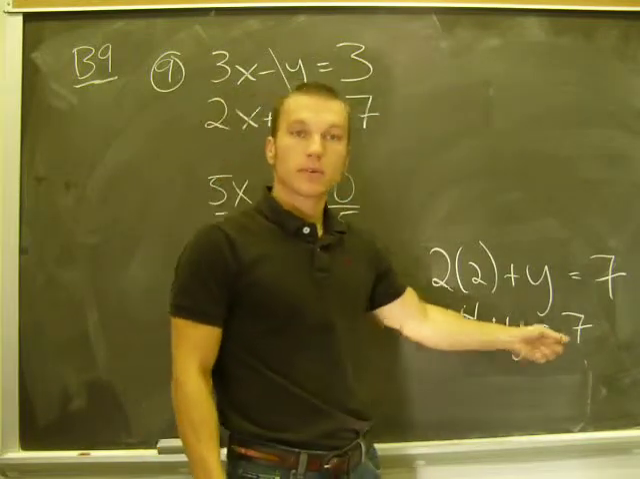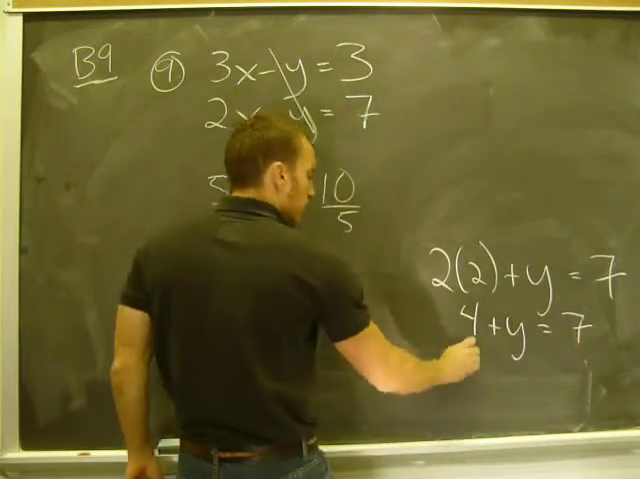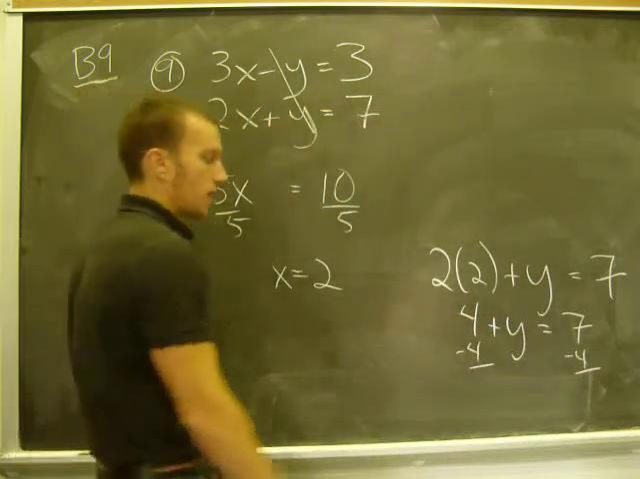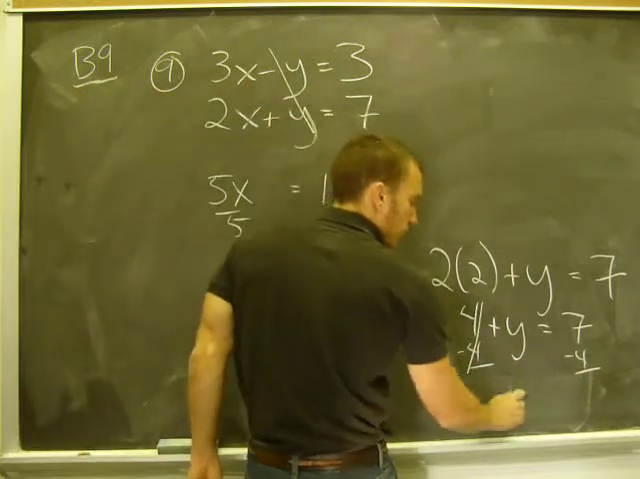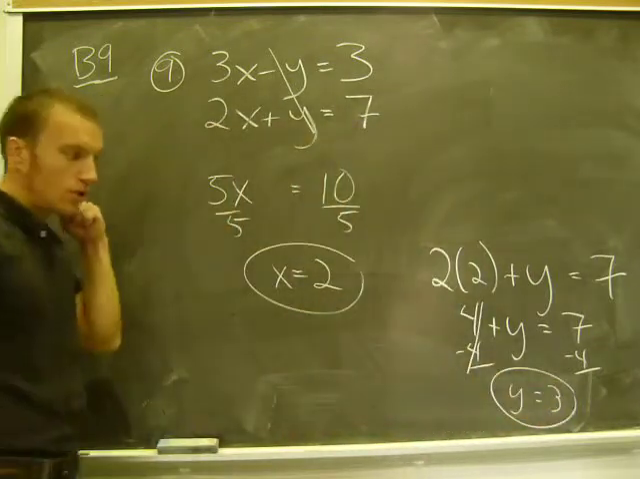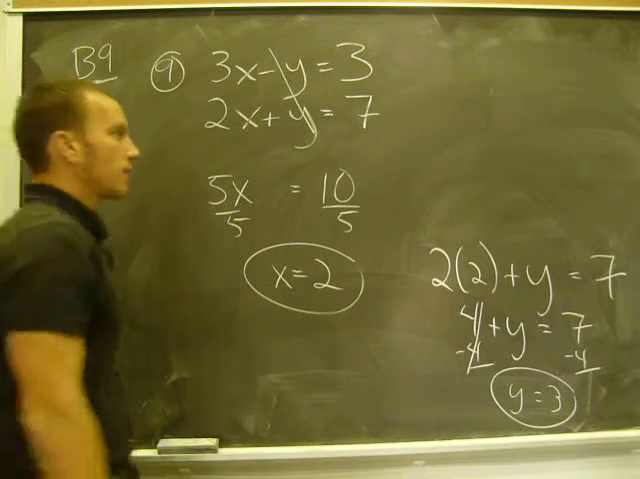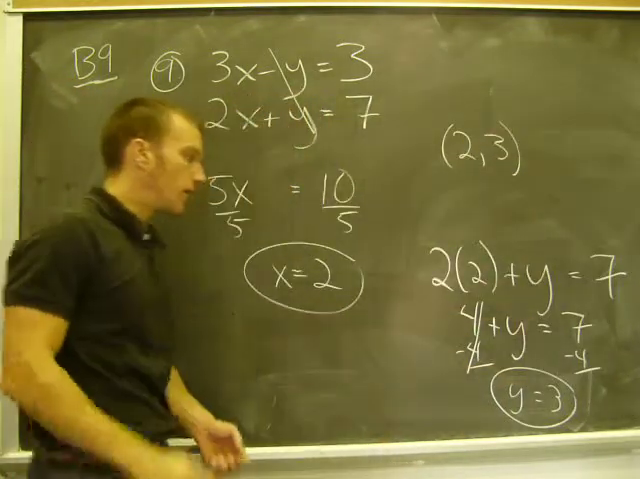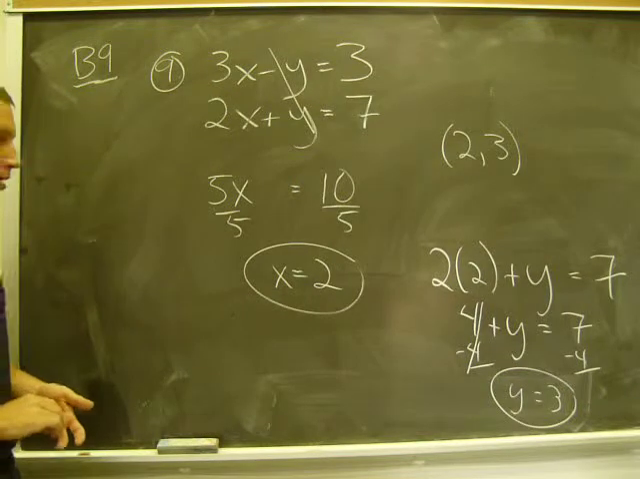4 plus some number equals 7. Well, what's that number? It's going to have to be 3, right? And I can get that by subtracting 4 from both sides. y equals 7 minus 4, 3. So there's my solution. x is 2, y is 3. You can write my answer like this, as an ordered pair.